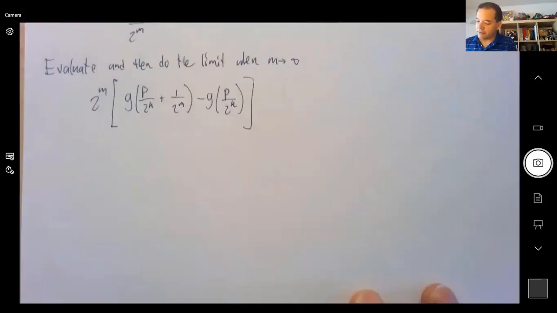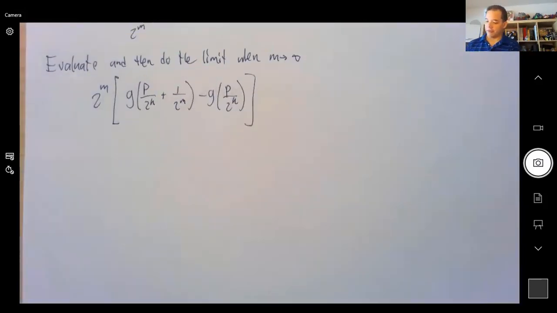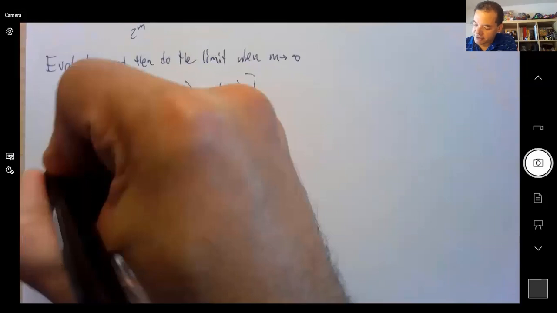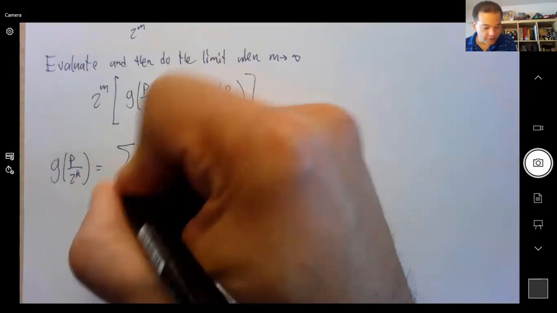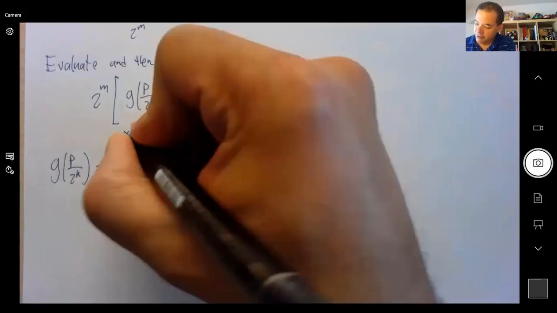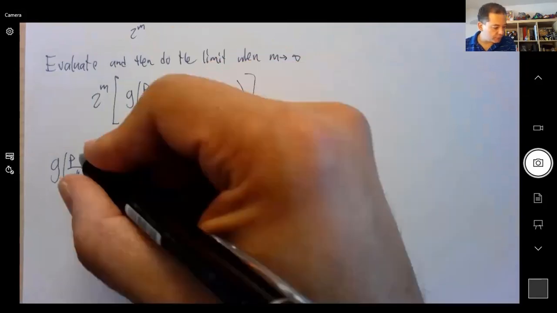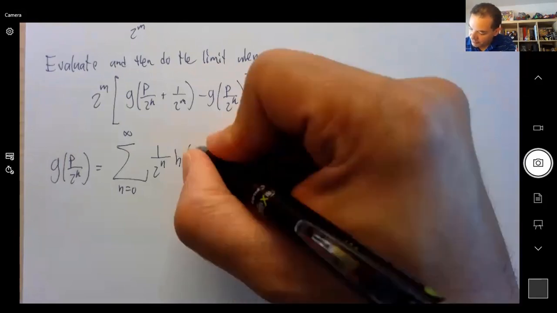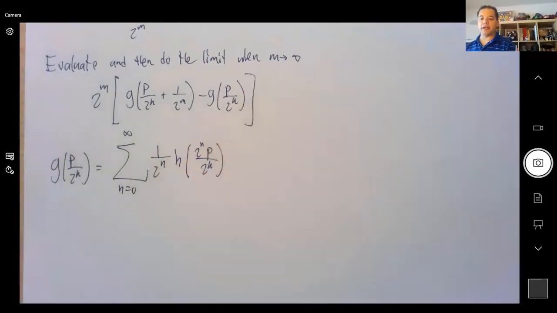Okay, so here we go. We need to evaluate these two. Let me start with the easiest of them all, which is g of p over 2 to the k. What is g of p over 2 to the k? Well, we go to the definition. By definition, it is the sum from n equals 0 to infinity of 1 over 2 to the n times h of 2 to the n times p over 2 to the k. Looks complicated, but again, it will simplify a lot.